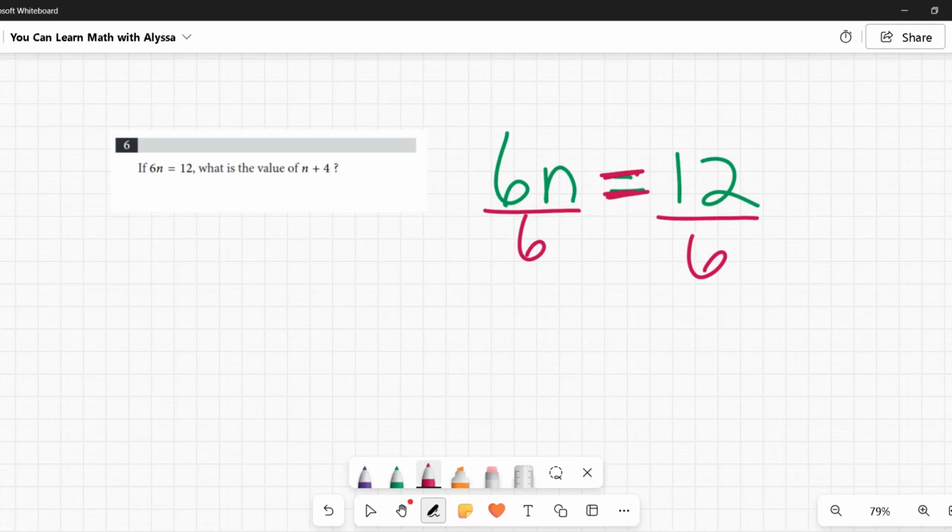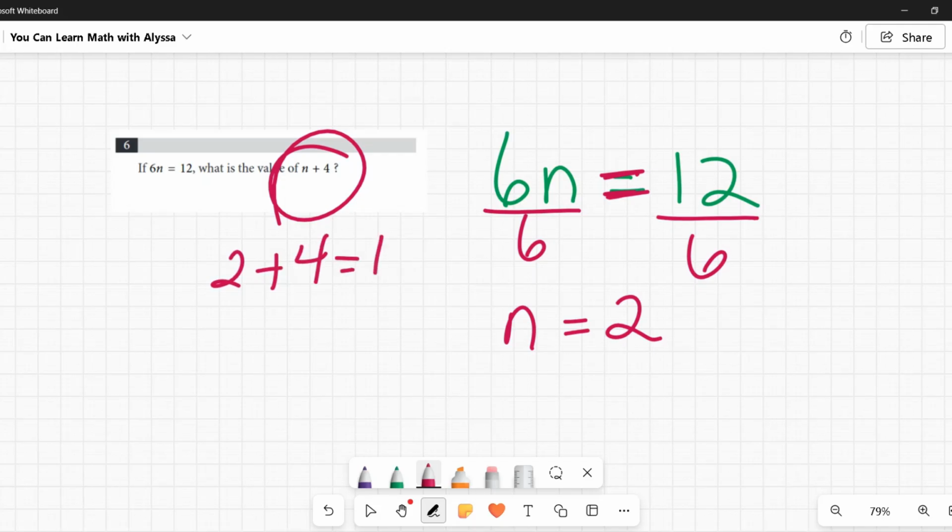These two are balanced and the same. I have to do it to both sides. So on the left, I just have that n, and on the right, 12 divided by 6 is 2. So n equals 2. But did they ask that? No, they didn't. A lot of students fall into this trap where they solve for x or n or whatever variable it is, and they go, I've got my answer, boom, and they move on, and no, you just got it wrong. They didn't ask for n, they asked for n plus 4. So 2 plus 4 is equal to 6, and that is my answer.